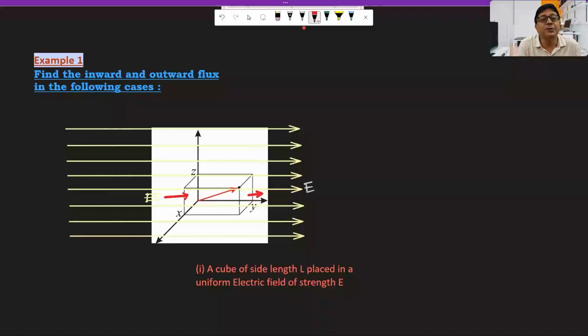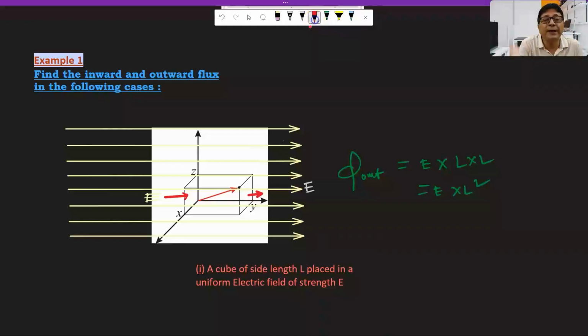So if you are asked to calculate the outward flux through the surface, phi out is going to be equal to E into area. That area is what? L into L. That is E into L square.